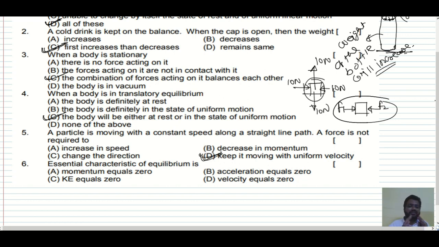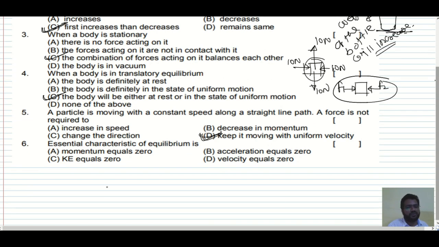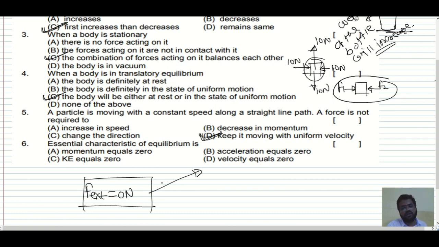An object at rest will remain at rest. An object in motion will remain in motion unless and until an external unbalanced force acts on that body, right? So that is what Newton's first law is. If F external is equal to 0 Newton, then an object at rest will remain at rest, and if the object is in motion, it will remain in motion.